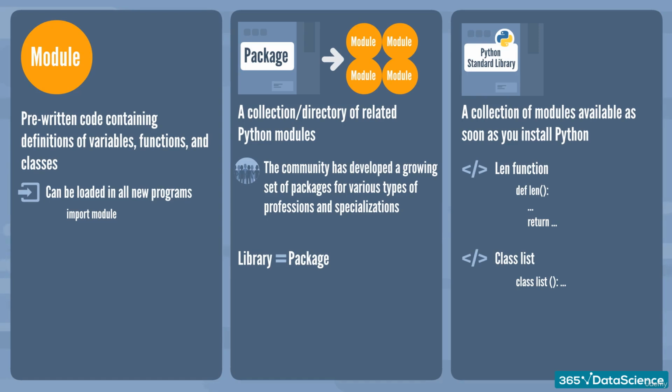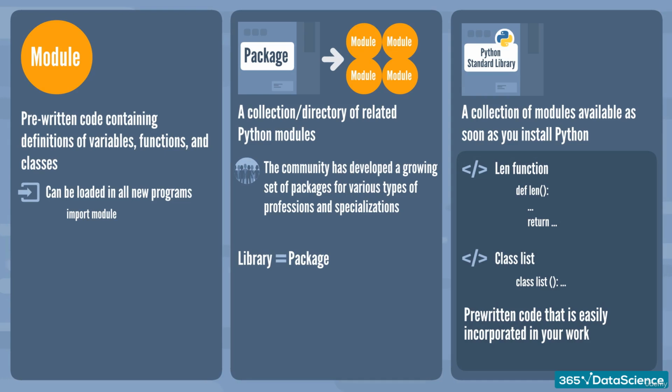Well, this was because Python's developers have prepared a certain amount of pre-written code that you can easily incorporate in your work. There is a set of modules there at the beginning of your program you cannot see, but it contains all those built-in features like the len function or the list class. Namely, these modules form the standard library.